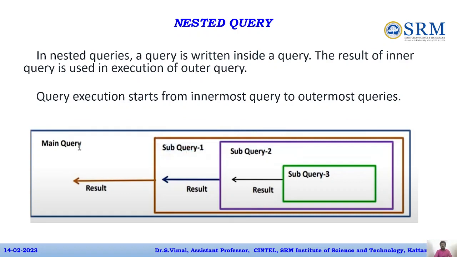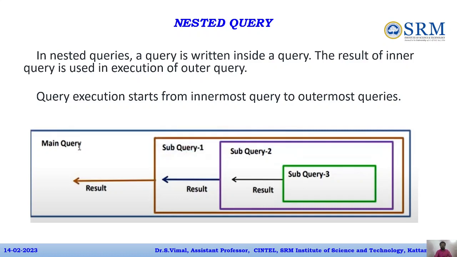Before starting with nested queries, we must know about the nested loop. I think everyone, as computer science students, knows about the nested loop. What is the procedure under the nested loop? The inner loop will be executed first, then the outer loop will be executed. The same procedure we are going to follow in the nested query.